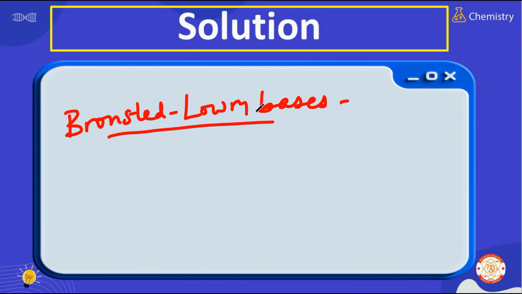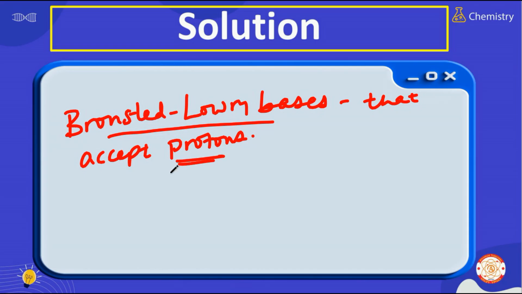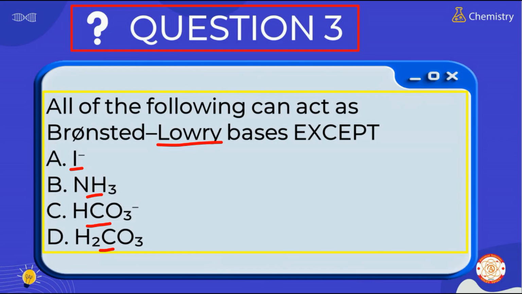So Bronsted defined bases as what? As substances that accept protons, right? So Bronsted-Lowry bases are substances that accept protons. The question says all of the following can act as Bronsted-Lowry bases except. So we have to identify the choice that acts as an acid, right?